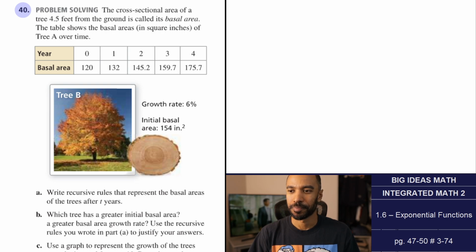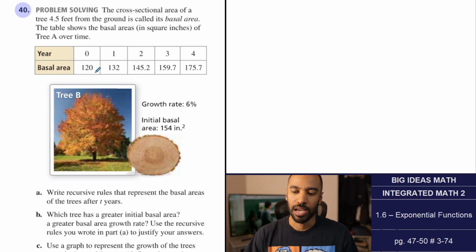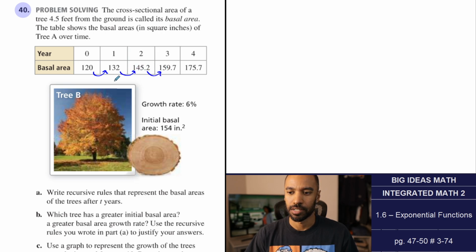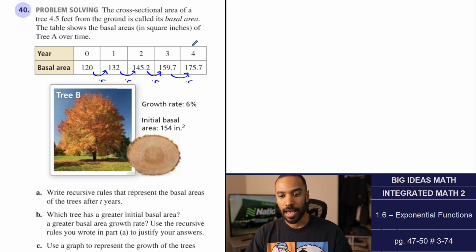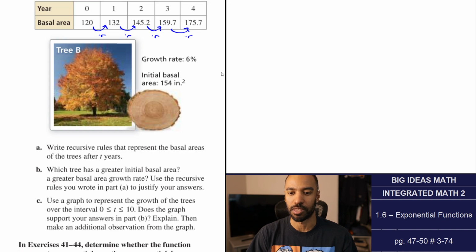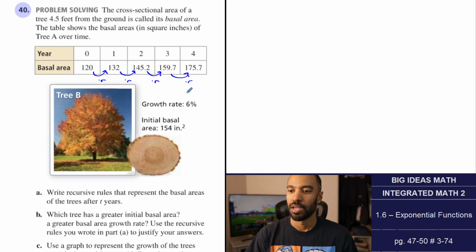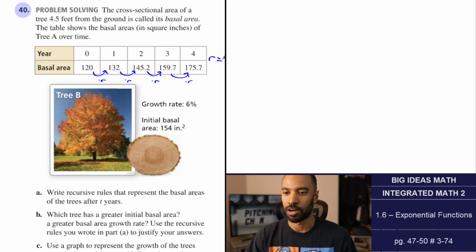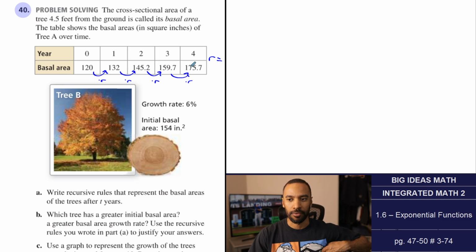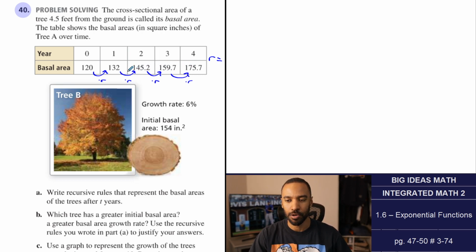With this table, we've got to figure out what we're basically multiplying by from one value to the next. Times what? To figure that out, it says write recursive rules that represent the basal areas of both trees. This one, we have to figure out that model. So 132 over 120 will give us the r value. I have to assume these are rounded values, so I don't want to live off of those, but you have to imagine whatever you're multiplying here will work out.